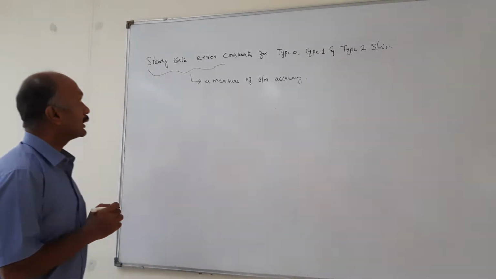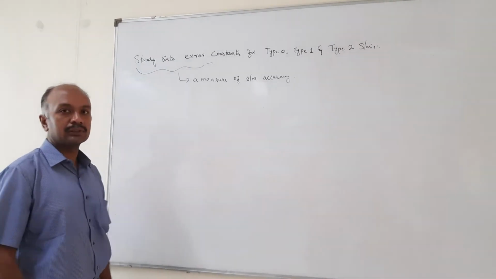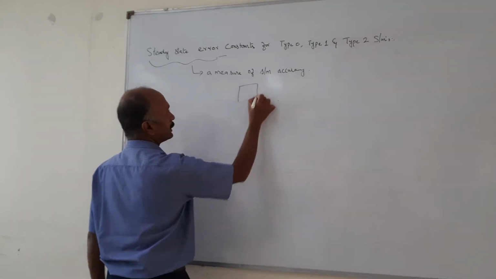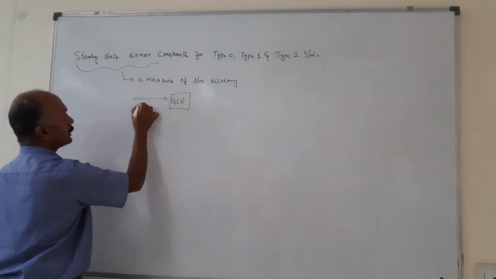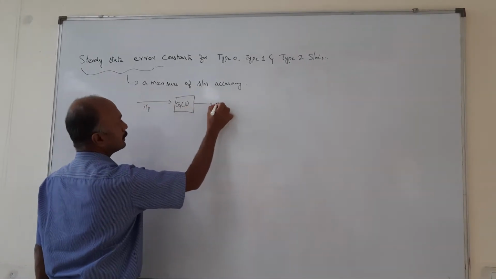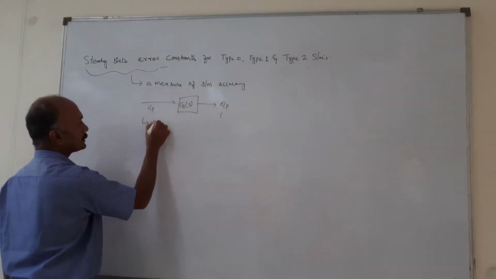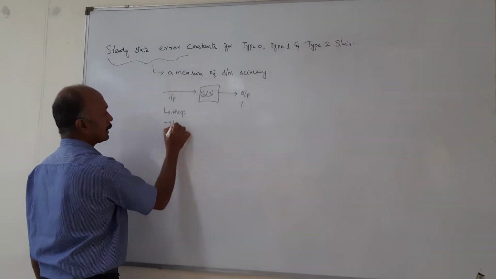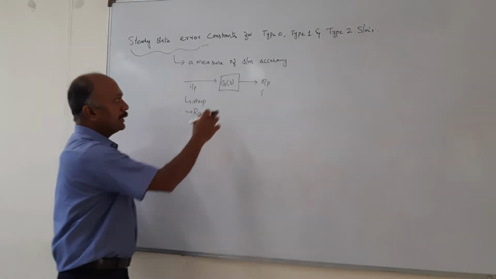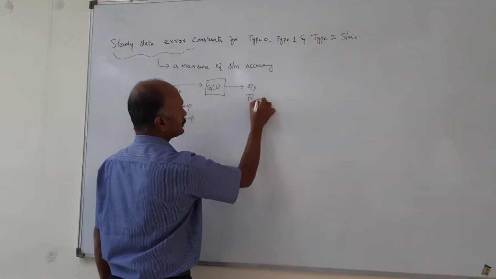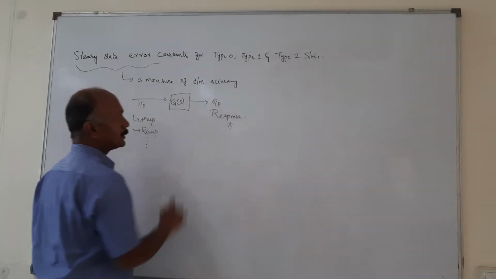So before we proceed, how do you find the steady state error constant? You have some kind of a system, and you will be giving some input here and finding the response. This input may be a step input or it may be a ramp input. It can be any kind of input, and the output that you see is the response that you are going to measure, and this response is what is important to us.